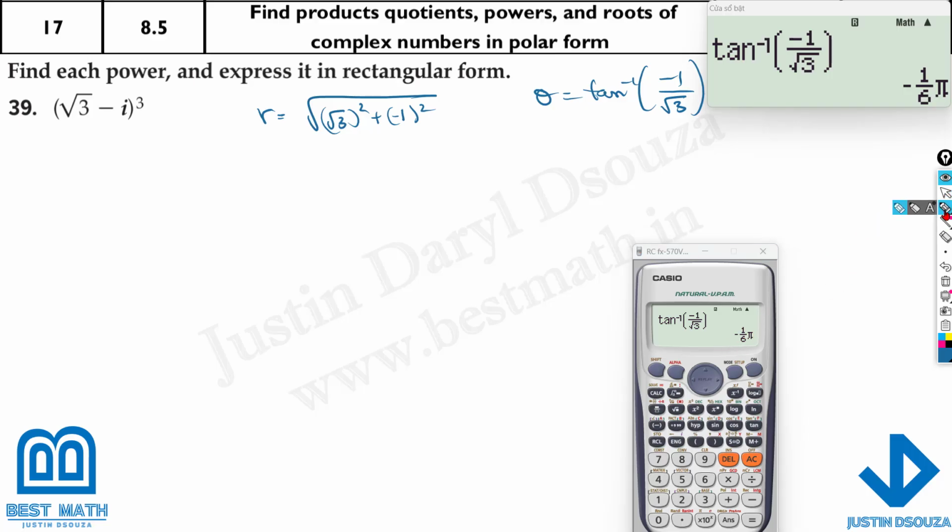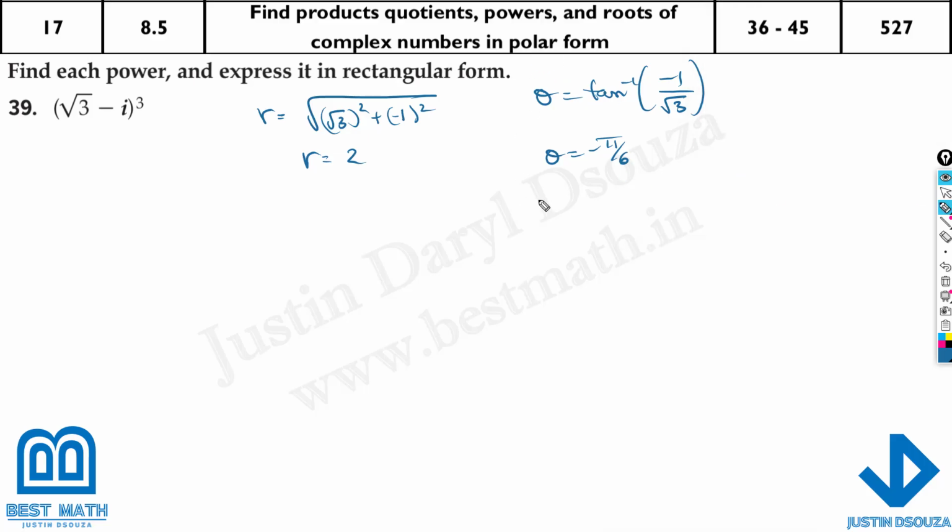That's it. Now this is the answer, right? If at all the denominator, that is the a value, was minus root 3, then yes, we had to add a pi. So here r is equal to 2, theta is equal to minus pi by 6. So this would be the answer.